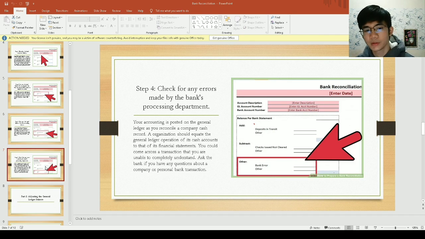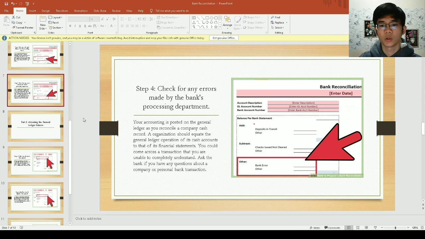Step 4 is to check for any errors made by the bank's processing department. Your accounting is posted on the general ledger as you reconcile a company cash record. An organization should equate the general ledger operation of its cash accounts to that of its financial statements. You could come across a transaction that you are unable to completely understand. Ask the bank if you have any questions about a company or personal bank transactions.